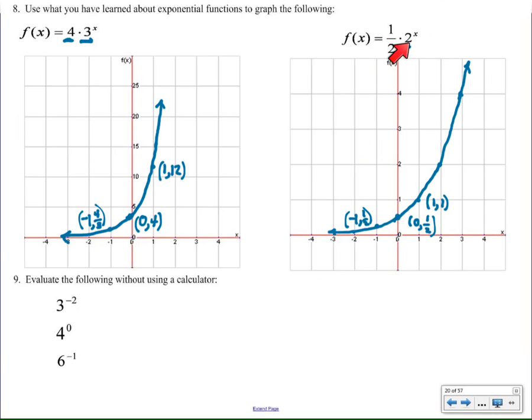We can slow it down a little bit by making the b value smaller, and we can slow it down a teensy bit by starting at a smaller number. That enables us then to generalize certain kinds of expressions with exponents that are unusual, like 3 to the -2 is actually 1 over 3 squared, which is 1/9. 4 to the 0 is really just a fancy way to write the number 1, and 6 to the -1 is really just 1/6.